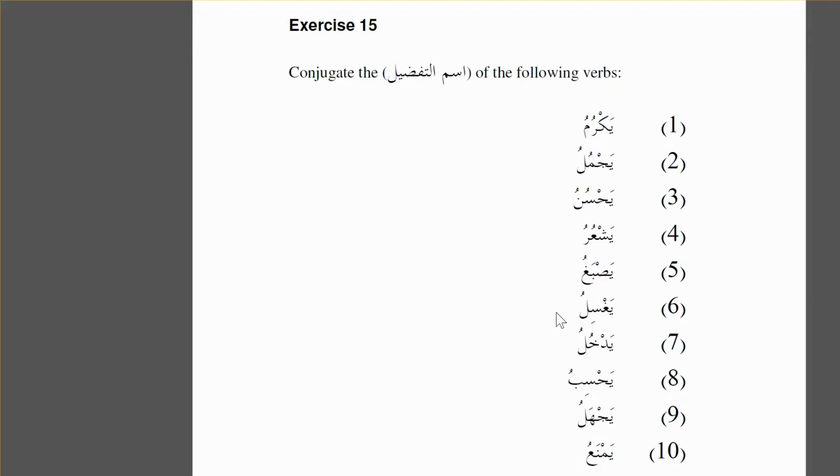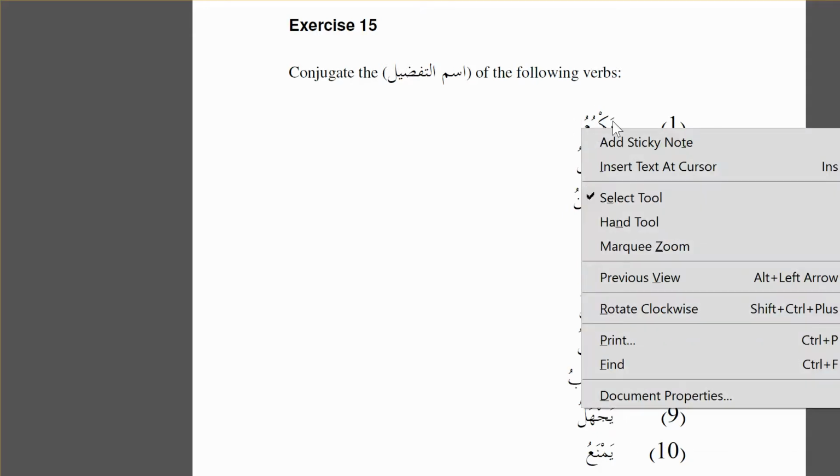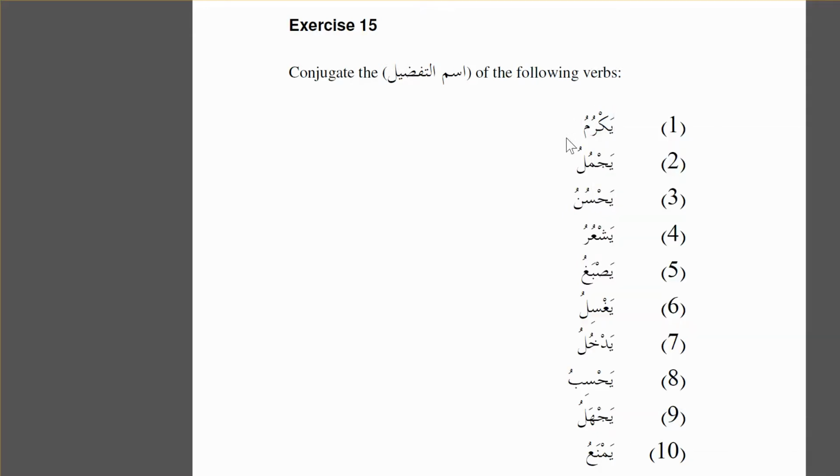For your homework for Tuesday, if everyone could come to class having put the elative form of each of these words. So yukramu, it would be akramu. Simple. Do that for each one of these, inshallah.